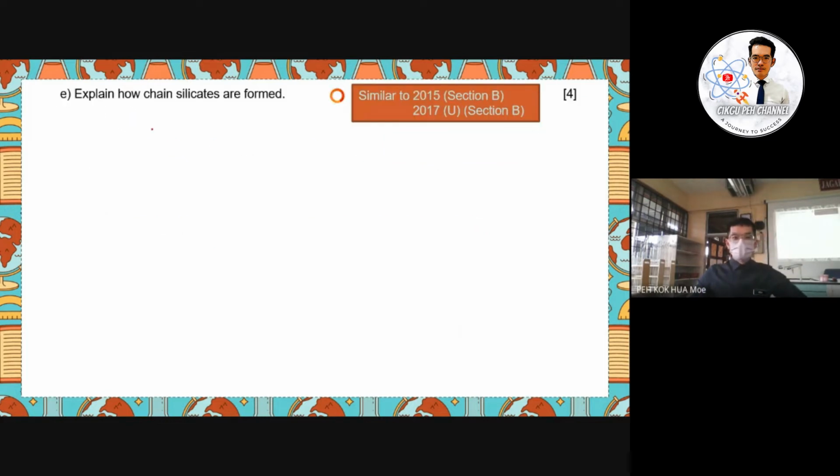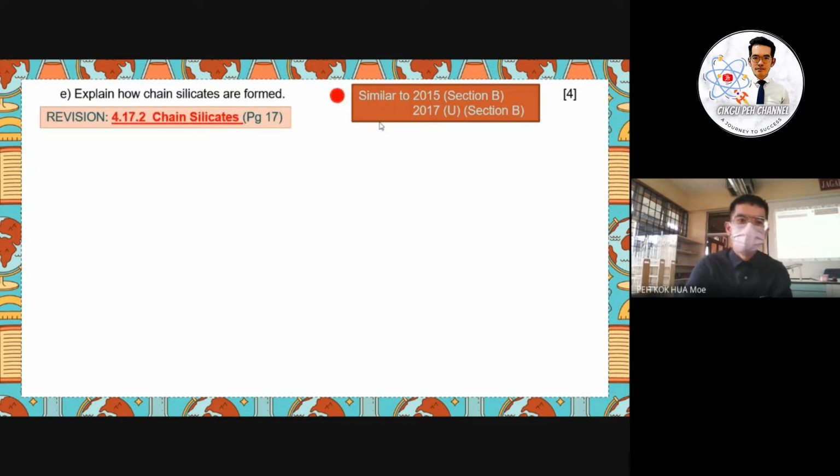Okay, so now E, explain how chain silicate are formed. You see again, similar to the question in section B we discussed already, 2015, 2017 repeat. So that means if you study all questions of the past year, you can score. But the answer you refer to must be able to meet the requirement from the marking scheme as much as possible. Okay, so again here will be the revision for the section 4.17.2, chain silicate at page 17.